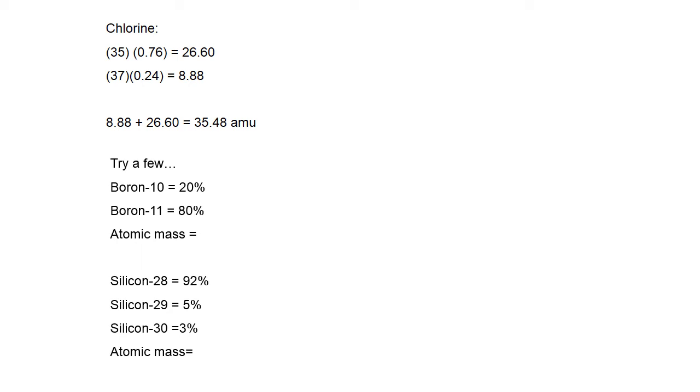Our two answers should be 26.6 and 8.88 respectively. When we add these two together, 26.6 plus 8.88, we get 35.48, which is the atomic mass of chlorine.